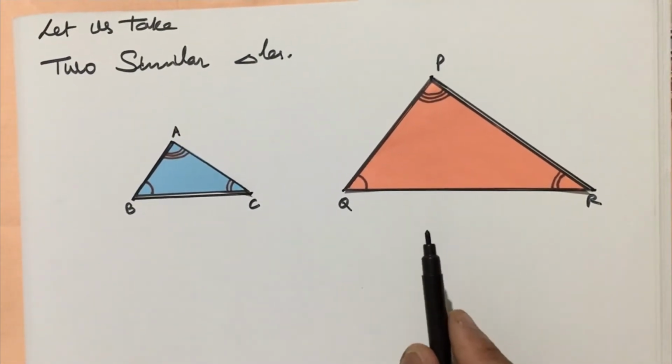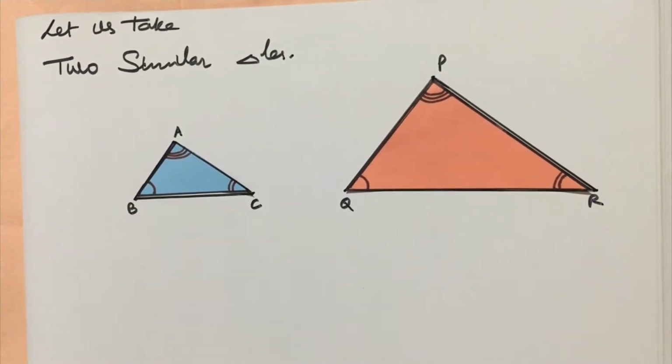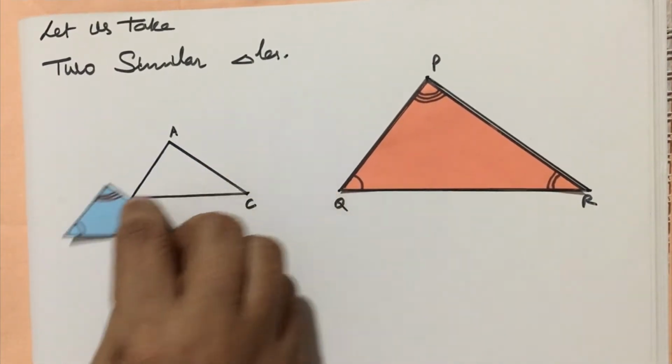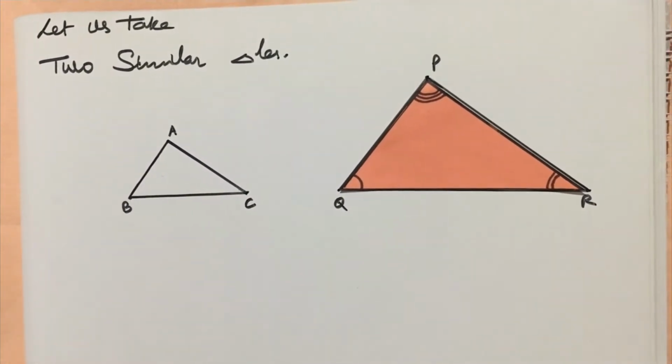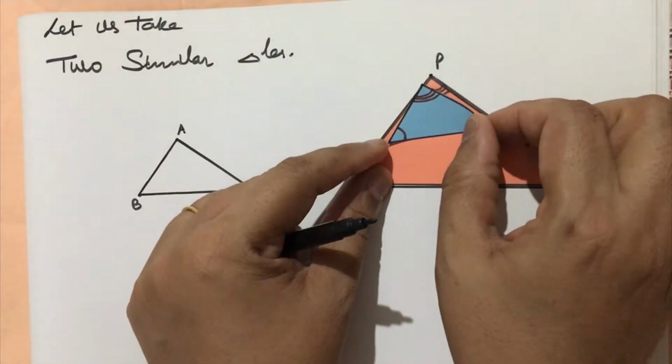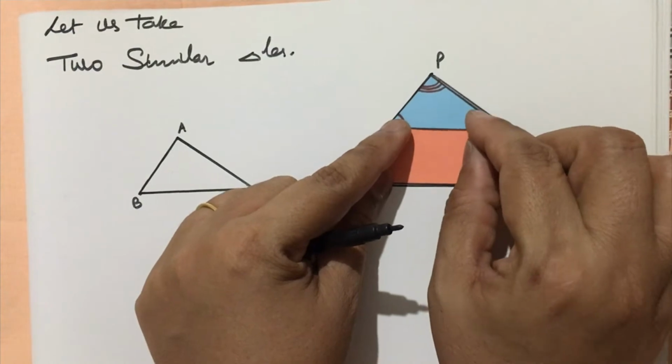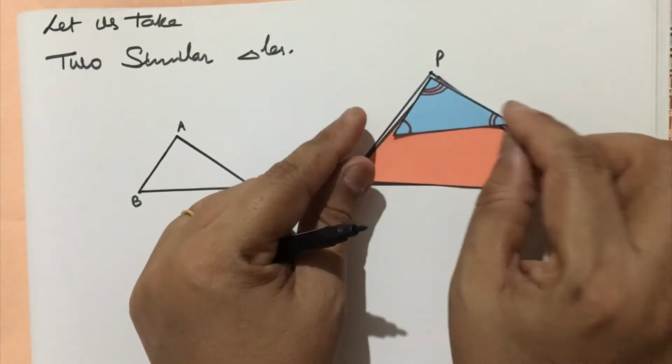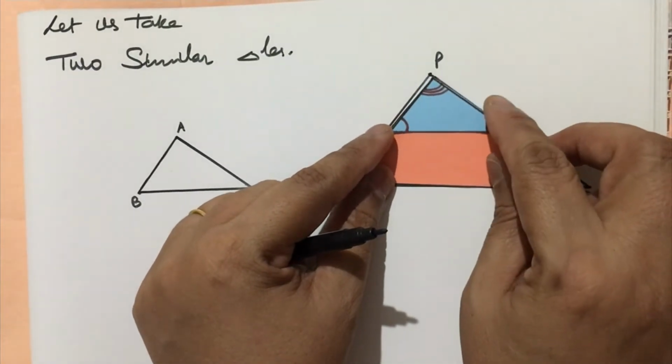Now here place this ABC on this PQR. When you place it on it, see here what we are observing.